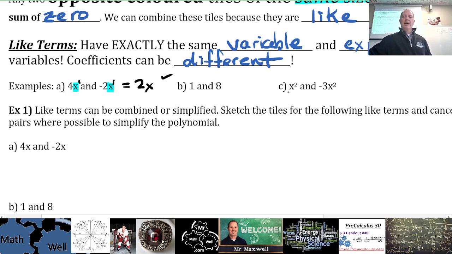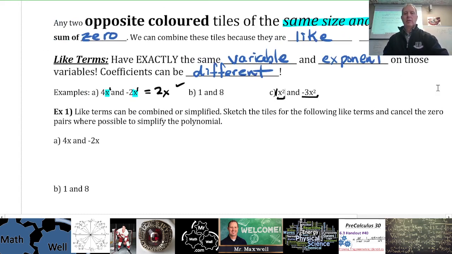And finally, x squared and negative 3x squared. The coefficients are different, but they have the exact same variables and the exact same exponents on those variables. Any questions? All right.